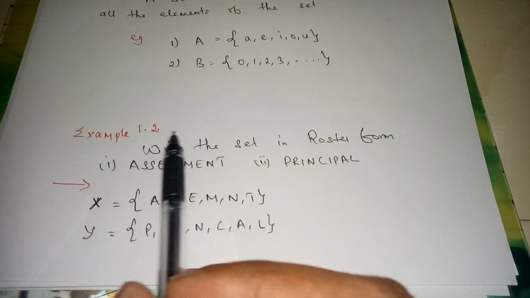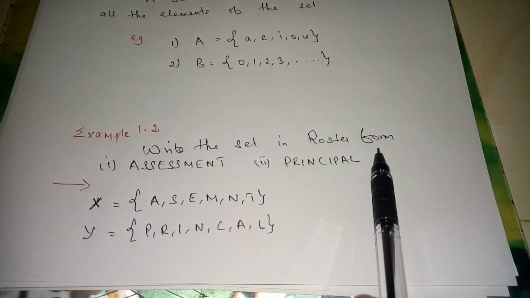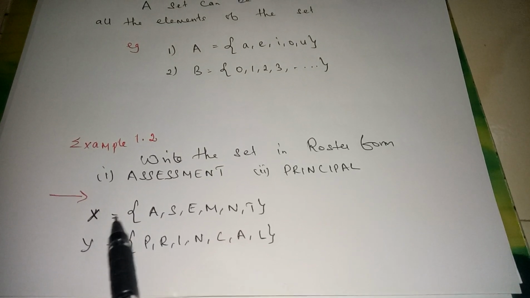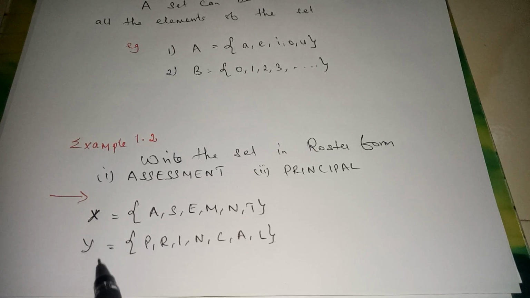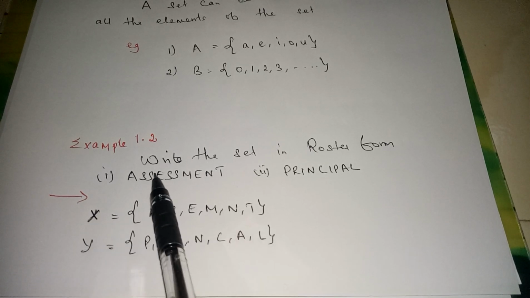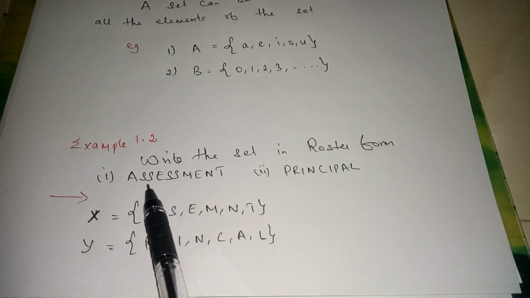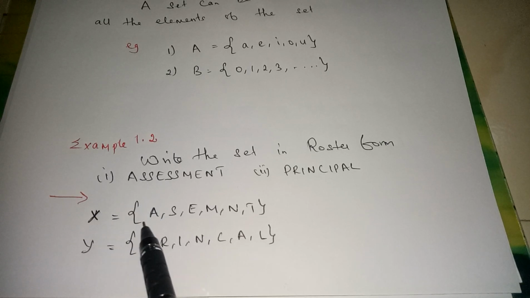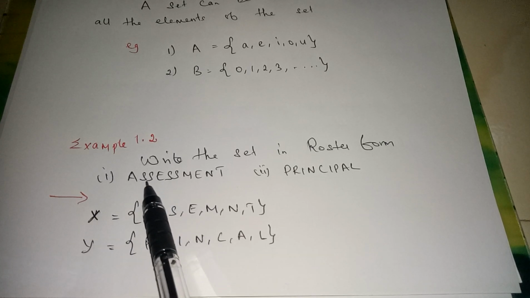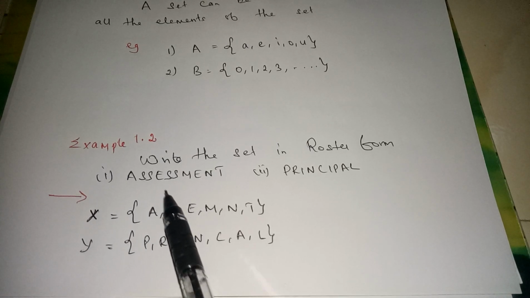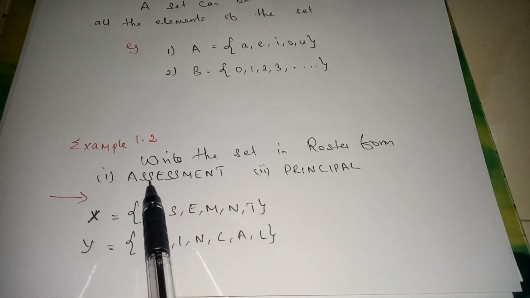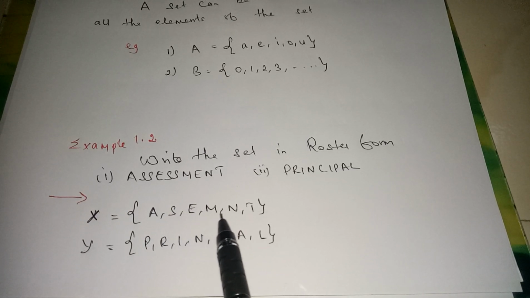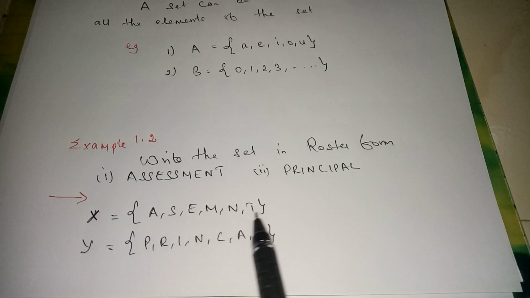So now you have example 1.2. Write the set in roster form. The word is "assessment". The solution is, you give the name of the set, capital X. Why I have taken capital X is, in this word "assessment" capital X is not there, so I have taken capital X as the name of the set. So I have written A, S. You need to write each letter only one time in the set. So we have 2 S's and double S, 4 S's in total. We need to write only one S here. Then E, M, N, T. So this is the solution of this set.